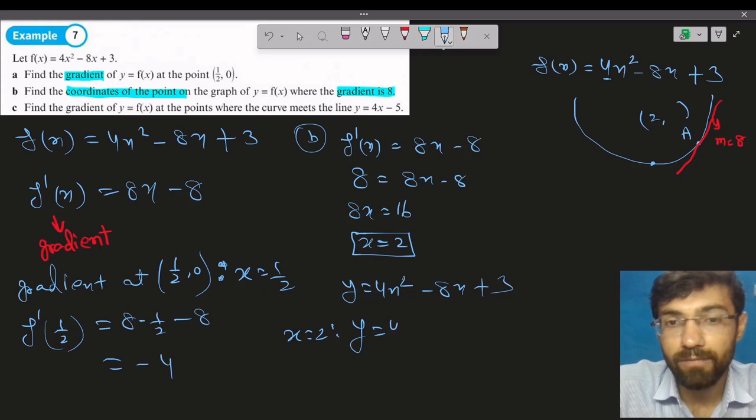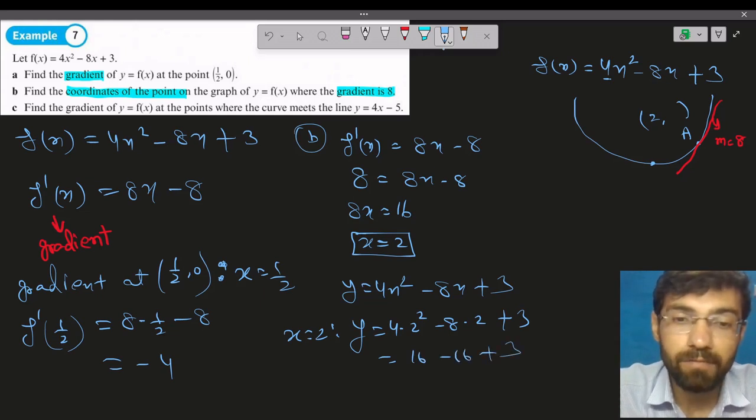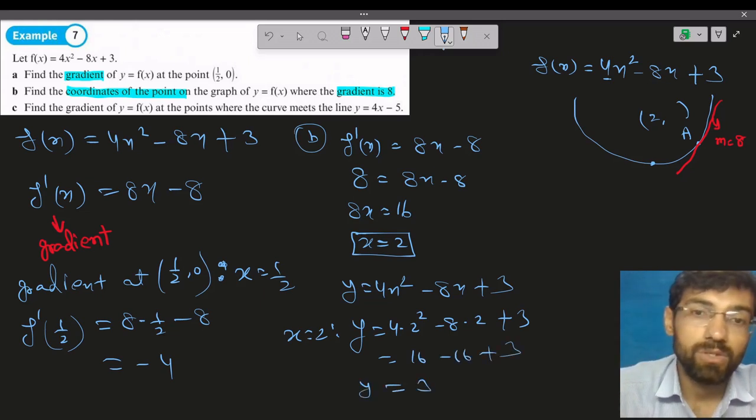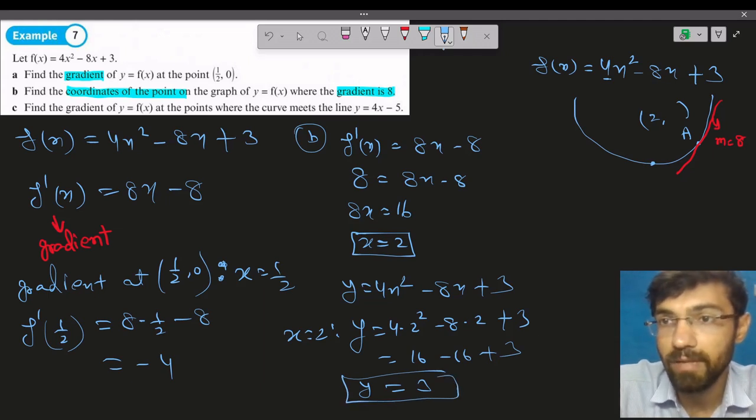If I substitute x equals 2, I get y equals 4 into 2 squared minus 8 into 2 plus 3. This is 2 squared, 4 fours are 16, minus 16 plus 3. So what we got is y equals 3. So x equals 2 and y equals 3 is the point. So what is your y coordinate? We got y equals 3.